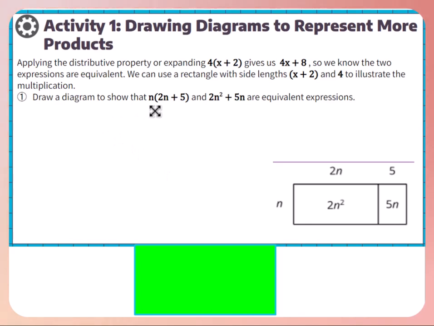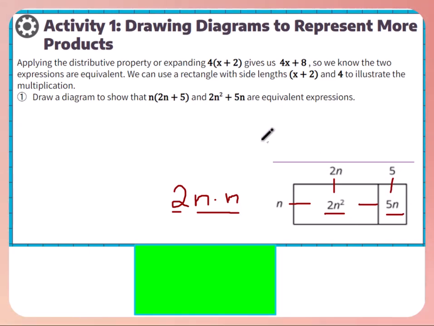Now draw a diagram that shows n times (2n plus 5). So draw the box, place n on one side and 2n plus 5, these two terms on the other side. And then we're going to go across and down, multiply those two terms together. So what is 2n times n? That's going to be 2n squared. Now go down and across. What's n times 5? That's going to be 5n.